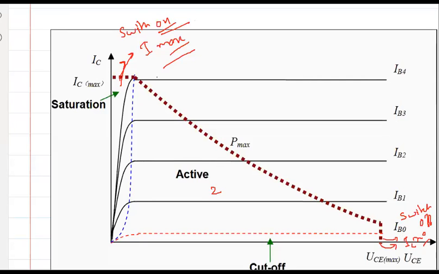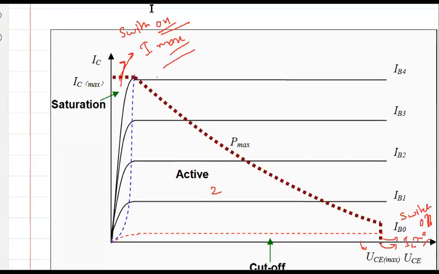So if I ask you in which region the transistor will act as a switch, this is called the cutoff region, where current is 0. So I can say that the transistor will act as a switch in the cutoff as well as the saturation region, right? I hope all of you understood what is cutoff region and what is saturation region.